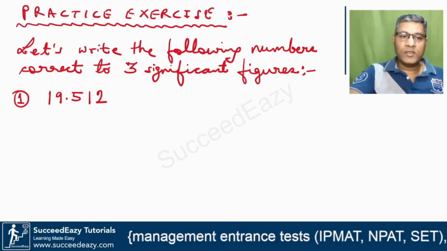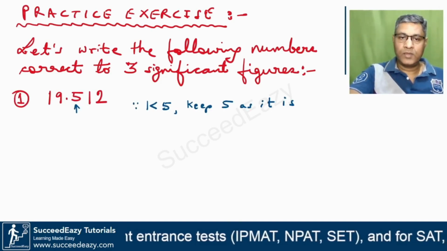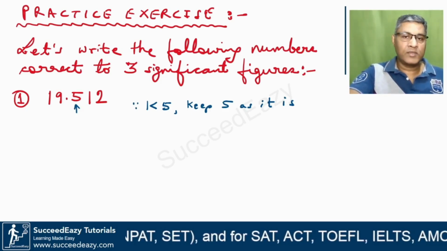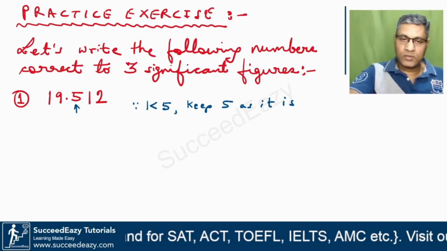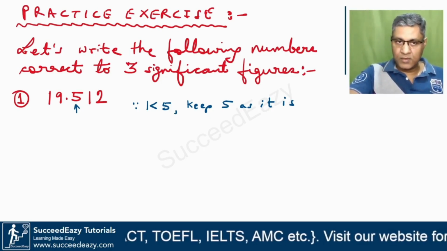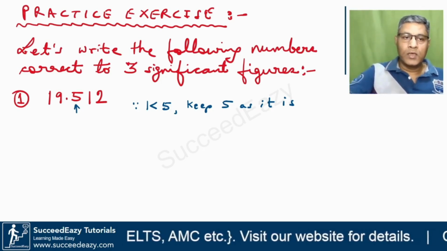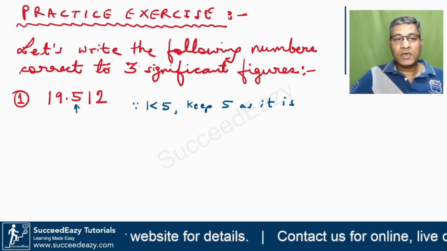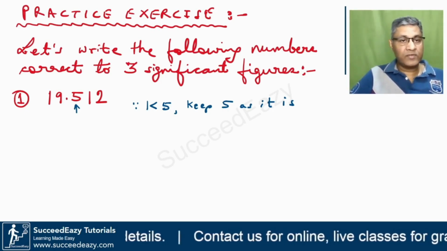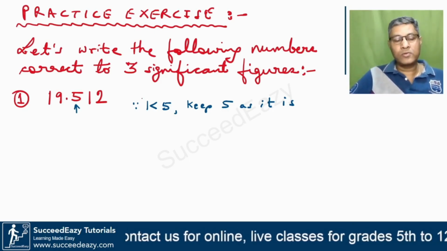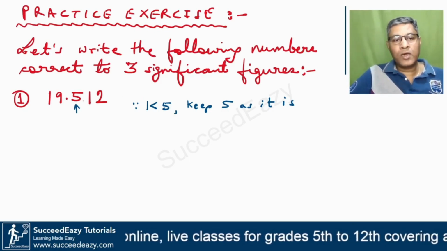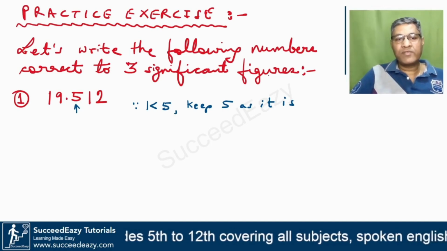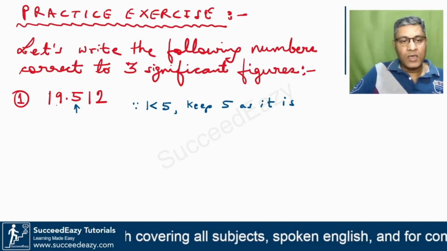All right, let's begin with 19.512. Now look, I'll present some of the examples before I request you to pause the video and try some of the questions. So first see some of the examples with me. Let's take 19.512. I had to write the numbers correct to three significant figures, meaning I'm supposed to round this number up to three significant figures. So it involves counting the significant figures. I'll count the significant figures here.